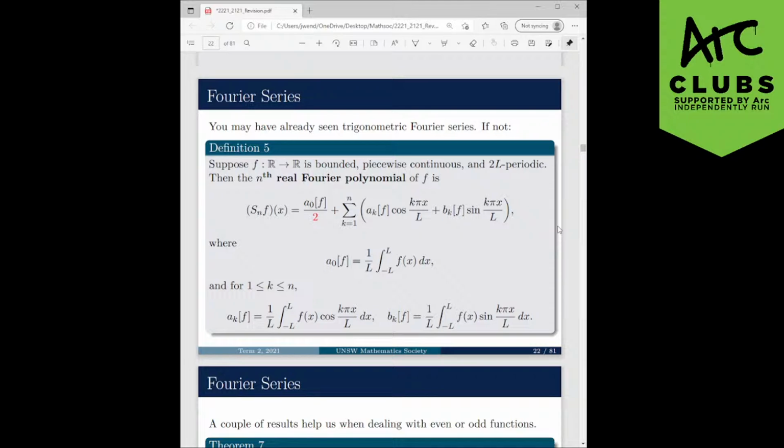So you gotta remember a0f divided by 2 is that actual first term. It's not just a0f. So be wary of that one. So a0f is defined by 1 over L multiplied by the integral from negative L to L of f of x. AKF is defined by 1 over L integral from negative L to L of f of x times cosine k pi x on L. And once you find AKF, you do still sub it back into here and multiply it by cosine k pi x over L. That's just how the definition goes.